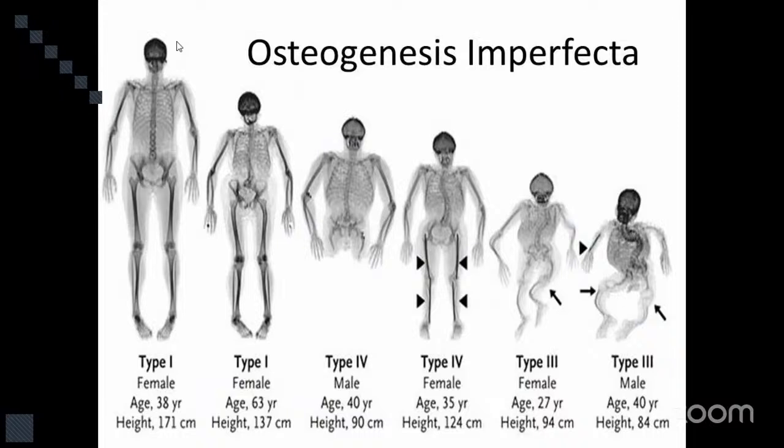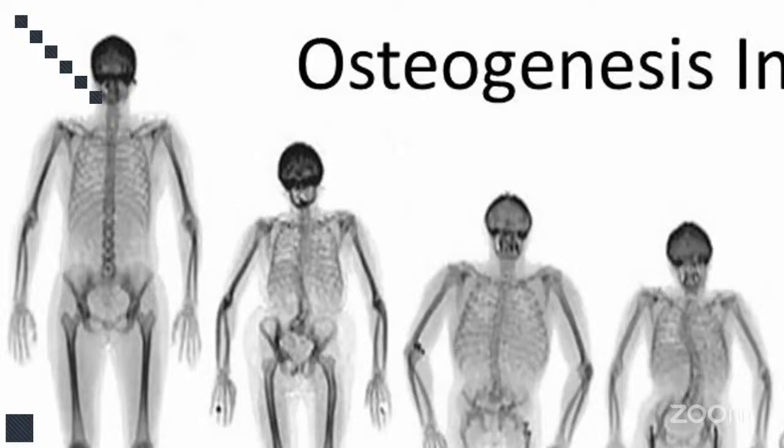So when you take osteogenesis imperfecta, this is what you get to see. There are different types of osteogenesis imperfecta. So this actually would describe when we talk about severity or expressivity of the condition. See, this is type 1.